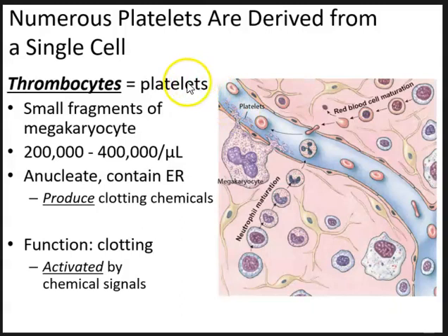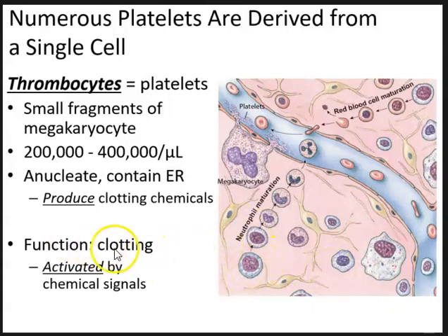Numbers are usually anywhere between 200,000 to 400,000 cells per microliter or cubic centimeter. These cells are anucleates, meaning they don't have a nucleus, but they do contain endoplasmic reticulum. And this is important because thrombocytes are able to produce chemicals that aid in clotting. So clotting can be activated. These cells are activated or inactivated by chemical signals.